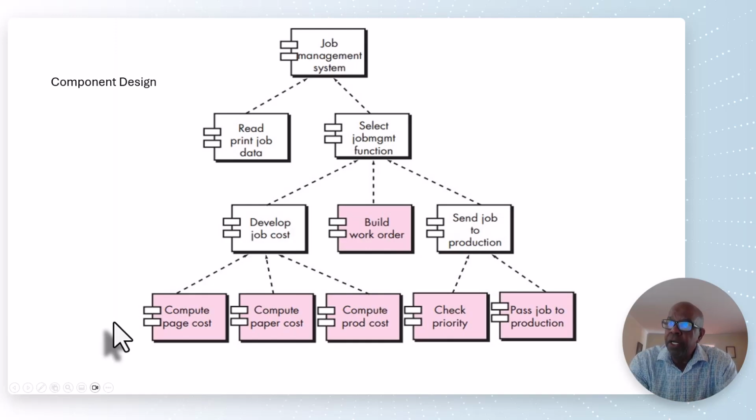Okay, architecture layer design. What we're going to be doing is laying out a foundation for what the system is going to look like. So this is just an example. We have a job management system, and basically it has two functions. We're going to create a print job, select a job management function, and then from there we're going to develop calls, build work order, send job description. Not that important what we're doing, but the process that we're going through.